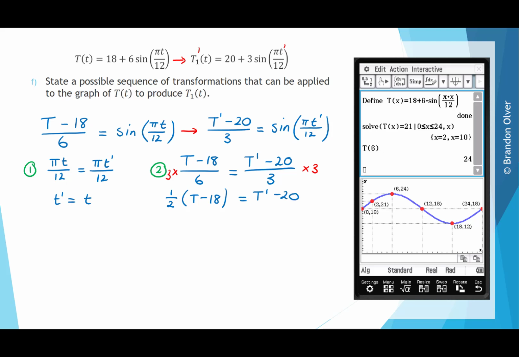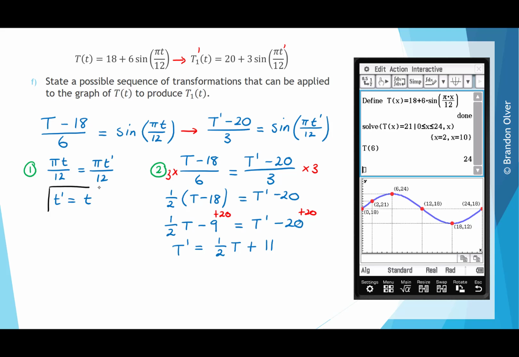Next, we can just expand this bracket, so we're going to have 1/2 times t minus 9 is equal to capital T dash minus 20. And to get t dash by itself, we're going to add 20 to both sides of this equation. And that gives us t dash is equal to 1/2 times t plus 11.